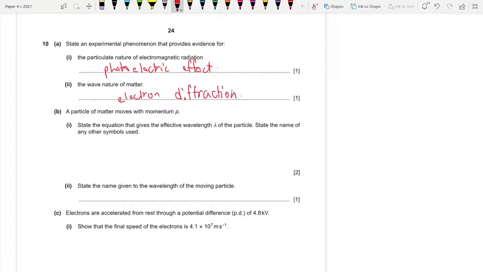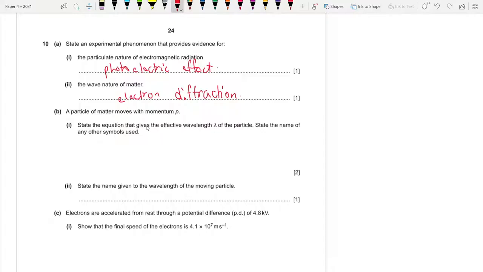A particle of matter M moves with momentum p. State the equation that gives the effective wavelength of the particle. The de Broglie wavelength. I actually used the wrong pronunciation. I checked it in Google. It's a bit weird, right? He's French, so the pronunciation is difficult. I don't know the exact pronunciation.